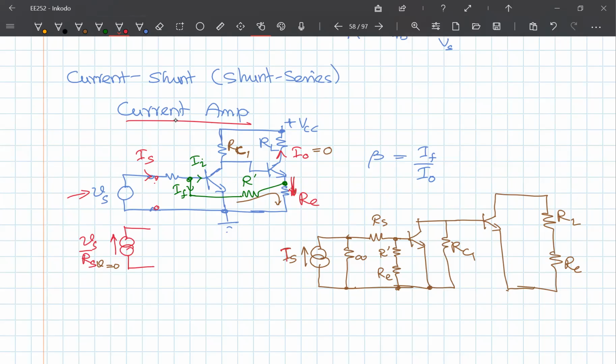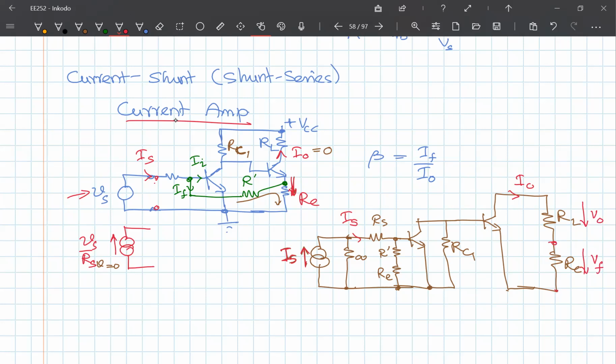What is my input signal? IS. That's this one. And since this is there, that will be my IS. Okay. And what is my output? My output will be, again, this is my I out. So I out will be flowing through this. So this will be the output voltage. And this will be my VF. Okay, so VF will be like that.